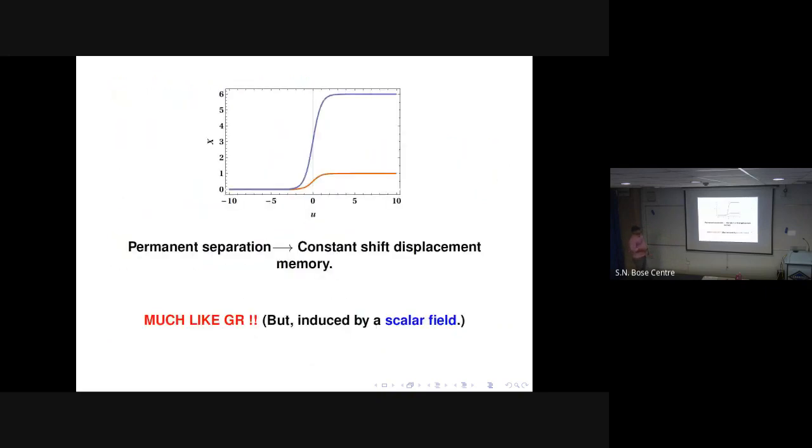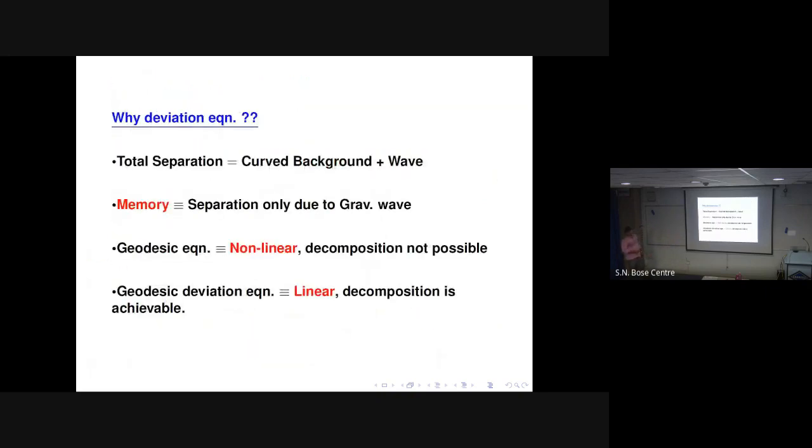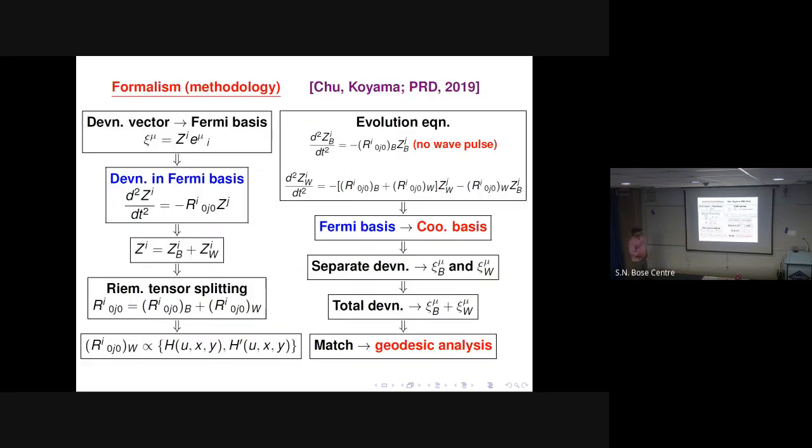But when you study the geodesic equations, you get a total separation, which is coming from the background and from the wave. But the geodesic equation is non-linear, so you can't decompose it. The geodesic deviation equation, however, is linear, and you can decompose it. So the decomposition is achieved. In the case of Kundt waves, this decomposition can be achieved, not in the metric formalism, but in the deviation equation. The separation changes: one separation coming from the background and another separation coming from the wave. So this is basically the methodology.